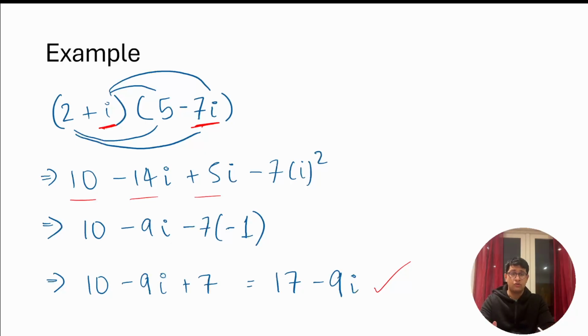Now you can slow this down, watch it again, but trust me, don't complicate this stuff. It's the exact same as dealing with algebraic expressions. Think of it like this almost: if it was 2 plus x and 5 minus 7x, but wherever there's an x squared, you just put a minus 1. Something like that.